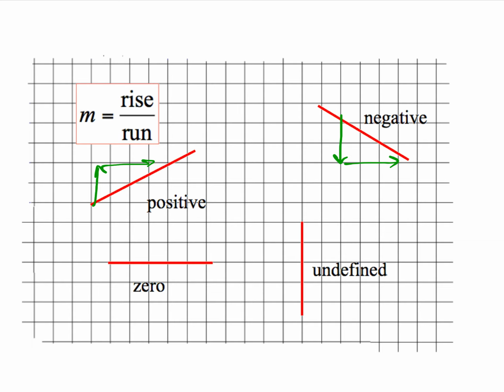And undefined slope. The reason it's called undefined slope, if we consider this as going up 2 and then over 0, it'd be like 2 divided by 0. Now we know that you can't do 2 divided by 0. It is undefined. So vertical slopes are called undefined.